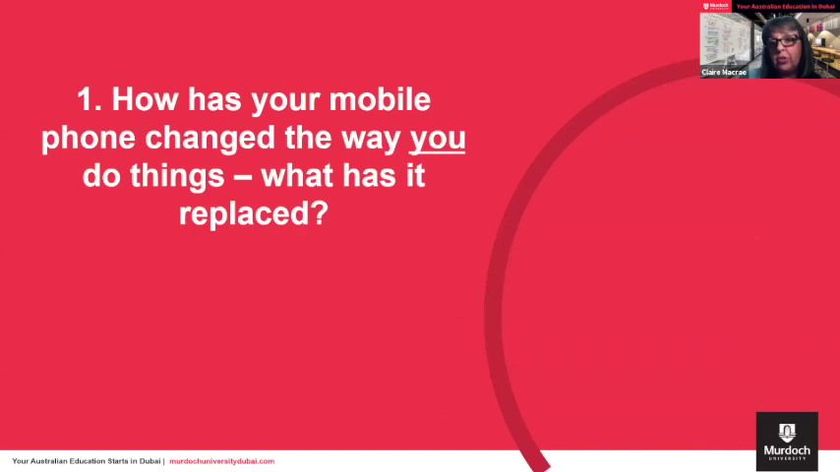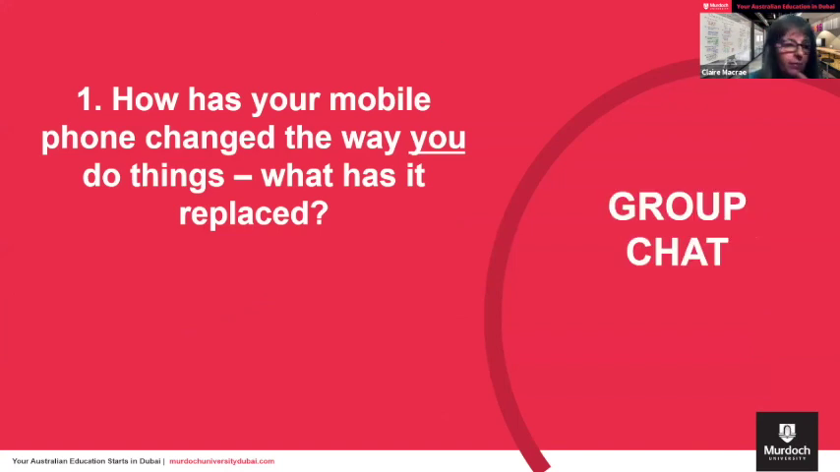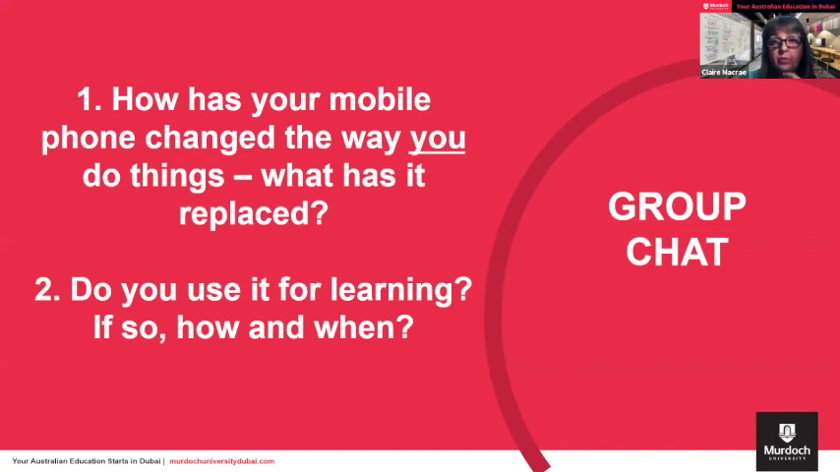To start with, I'd like you to think about your mobile phone. How has your mobile phone changed the way that you do things? Think of some of the things that it has replaced. We'll use the group chat for this so that we can get a feeling from everyone. Think about the things that you no longer use because your mobile phone does it for you. But I also want you to think about whether you use it for learning, and if you do, how and when? Share your ideas in the group chat. I'm going to give you a few minutes to do that.